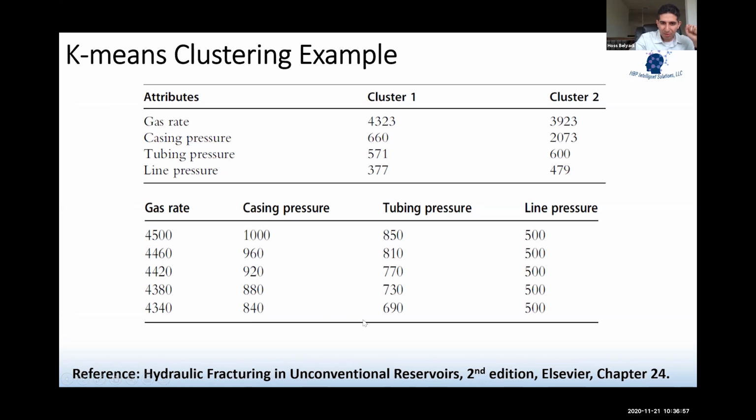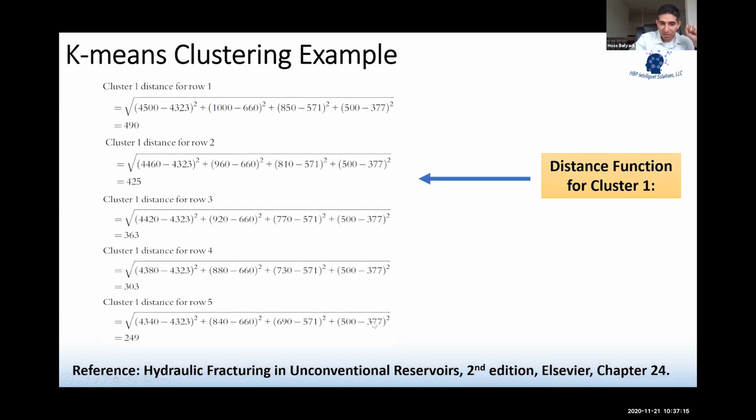Then it's going to be 690 minus 571. Then 500 minus 377 squared. Do the math, and you get a distance of 490, 425, 363, and so on for each one of the rows in your data. Remember, this is all for cluster 1, so you have to repeat the same exact calculation for cluster 2 now.